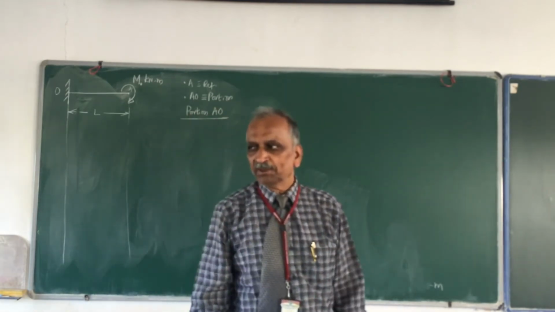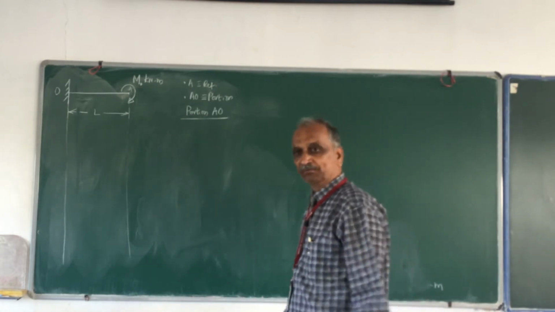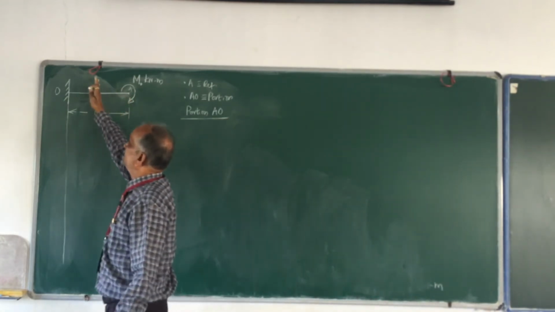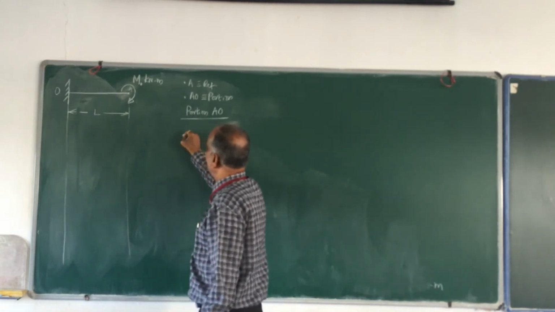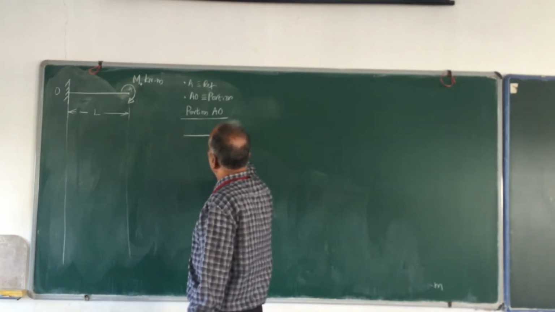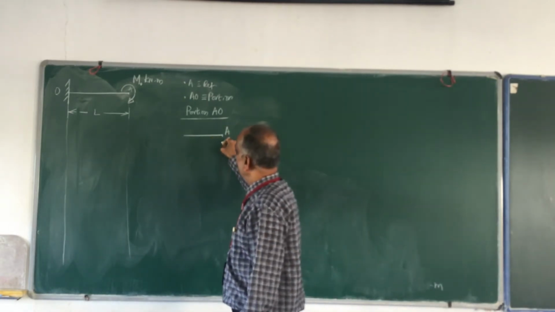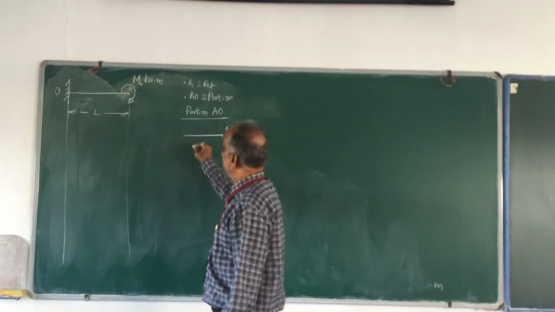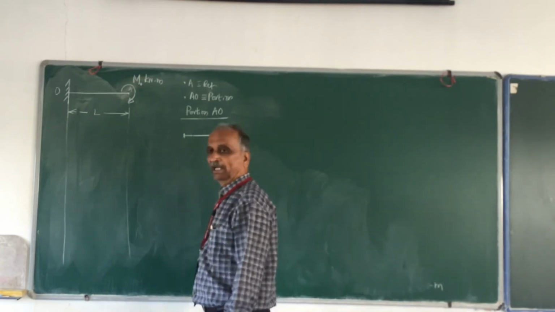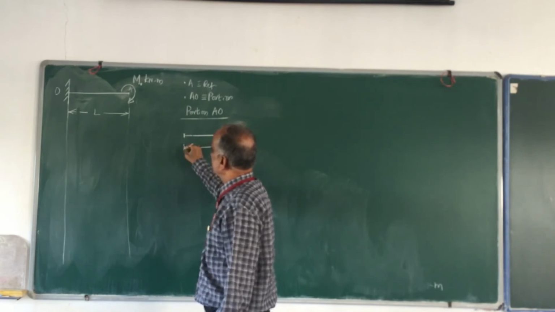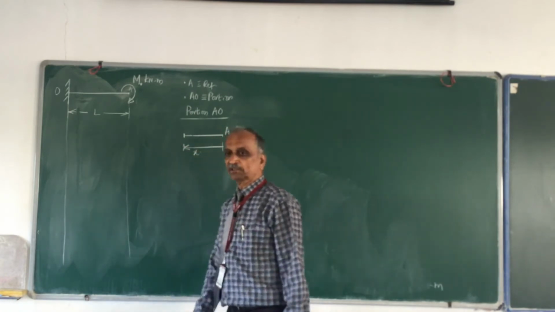What is the next step? Take a section between A and O, somewhere here. Draw the free body diagram. This end is A, and this is my reference. This is the section where I have cut it, and it is at a distance x from the reference.